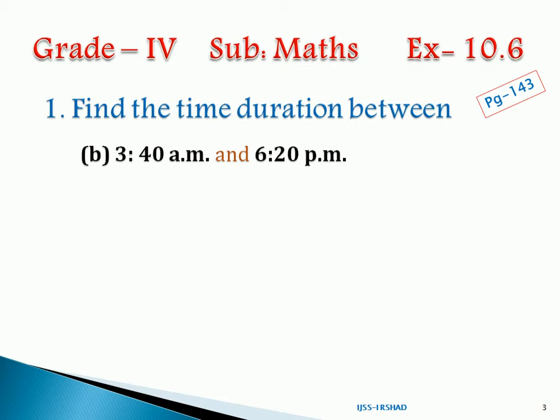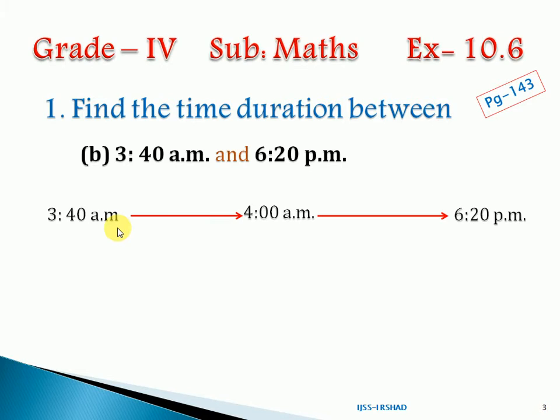So how will we do it? The same way that I told you. First write the starting time, that is 3:40 a.m. Write it like this. Then draw an arrow, and then what will be the closest round-up time from here? After 3:40, what should come? After 3:40, 4 will come. So you can write 4, and here it will be 4 a.m. Then after 4 a.m. again draw an arrow and then write the final time, which is given here, 6:20 p.m.